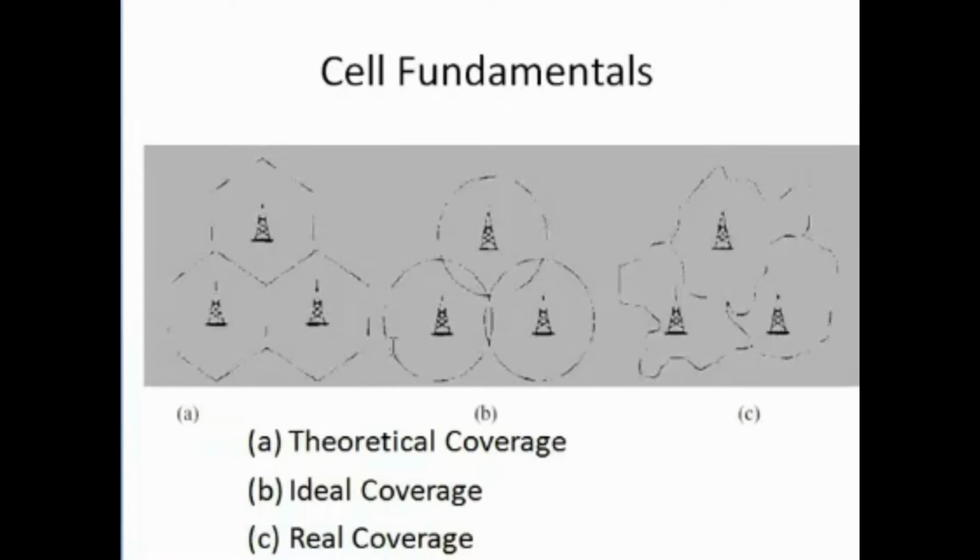Furthermore, using circles to lay out the network coverage area leaves a gap between the adjacent cells if the circles are not overlapped. Compared to this, a hexagon covers the complete theoretical area without any gap. Squares and rectangles would also work, but a hexagon covers most of the circular area. The last is actual coverage, which is amorphous in nature, which means no shape. So these are the basic cell fundamentals.